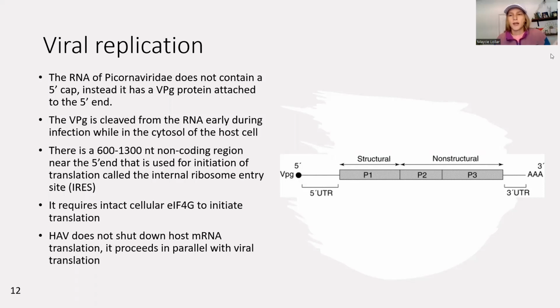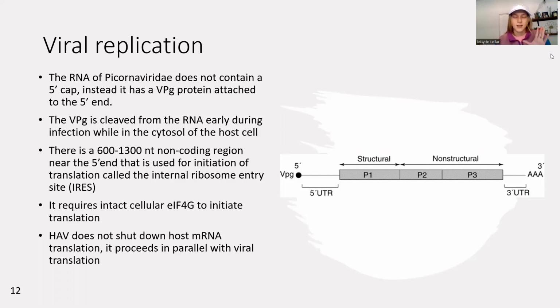The RNA of picornaviruses do not have a 5' cap. Instead, they have a VPg protein that is attached to the 5' end. And the VPg protein is cleaved early in the infection in the cytosol of the host cell. And there is a 600 to 1300 sequence of nucleotides of the non-coding region near the 5' end that is used for the initiation of translation, called the internal ribosome entry site.